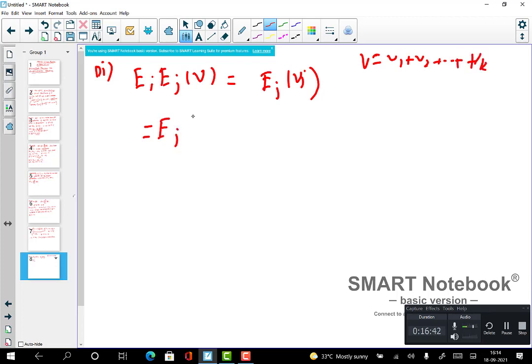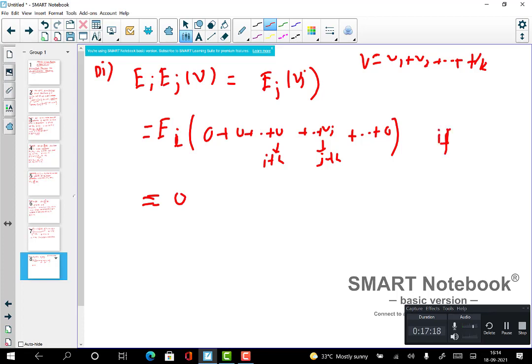Now when you write down E_j of V_j, but V_j when you write down in terms of direct sum, then it will be nothing but 0 plus 0 plus 0 in the ith position, then V_j in the jth position, and then 0. So this is a decomposition of V_j in terms of sum of elements of W_i's, and the ith position is 0, so the image of this element under E_i will be 0 itself, right? And that is true whenever i is not equal to j. That means that E_i E_j equals 0 if i is not equal to j. Okay, so the second property is proved.